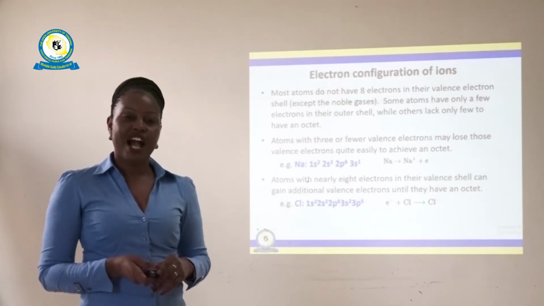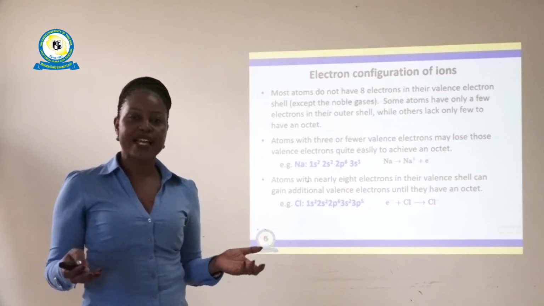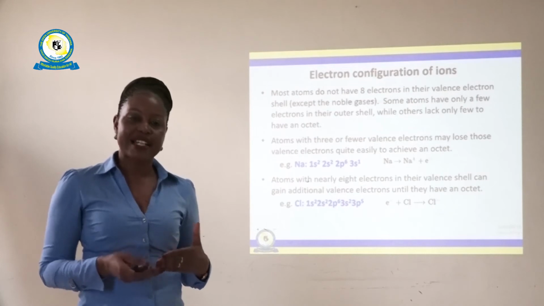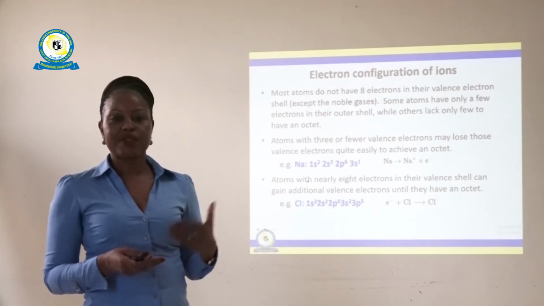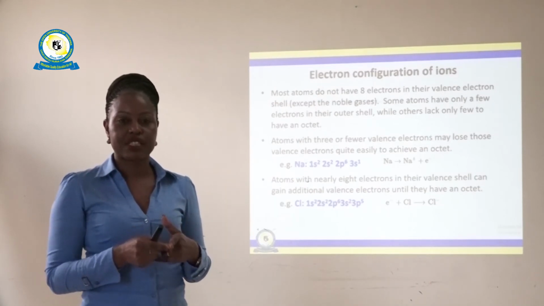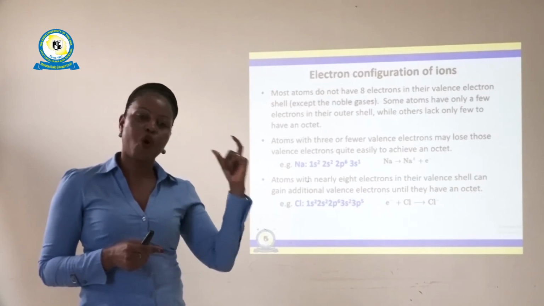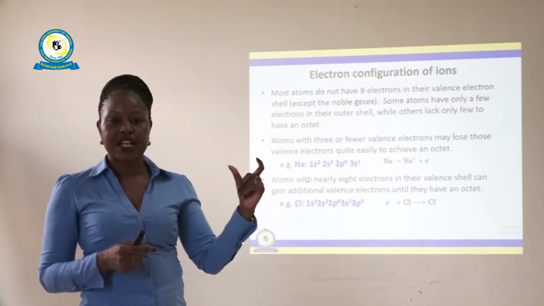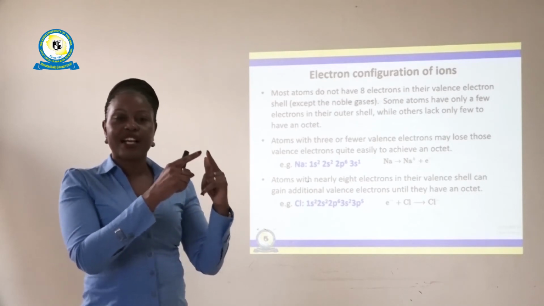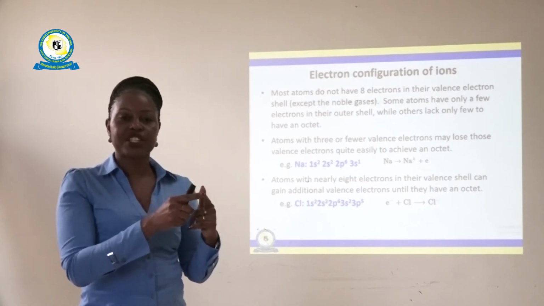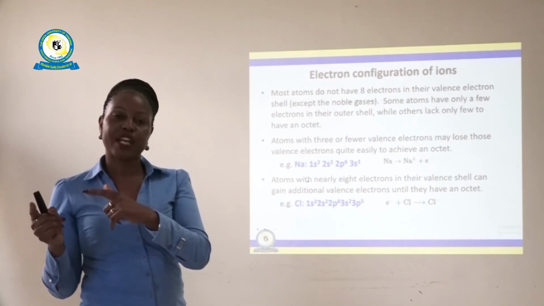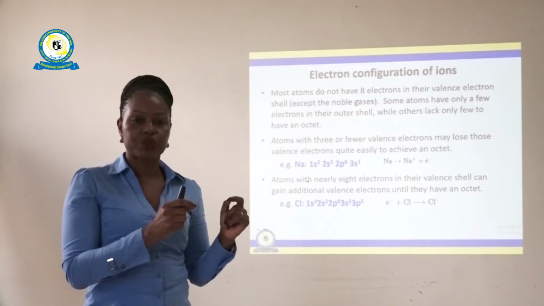Now, let us see how we can write the configuration of ions. This was the configuration for atoms. But what are ions? We know that most atoms do not have 8 electrons in their valence shells. That is only for the noble gases. Now, some atoms, in trying to achieve the inert gas configuration or the octet shell, will have to gain a few electrons or will have to lose a few electrons.